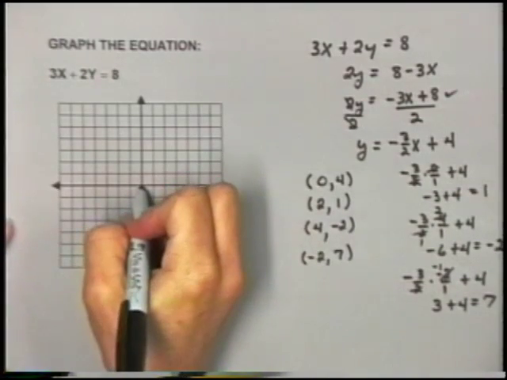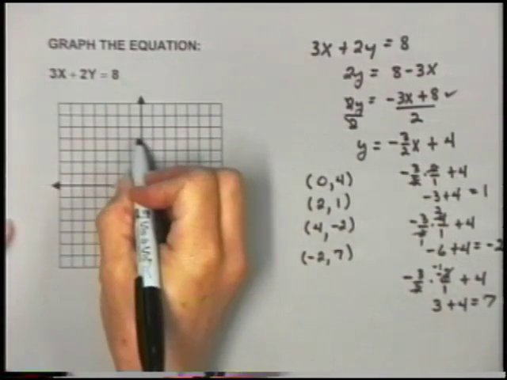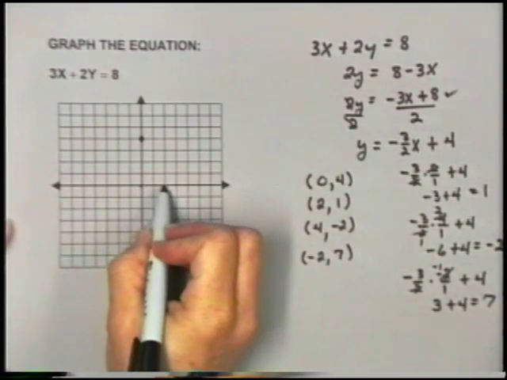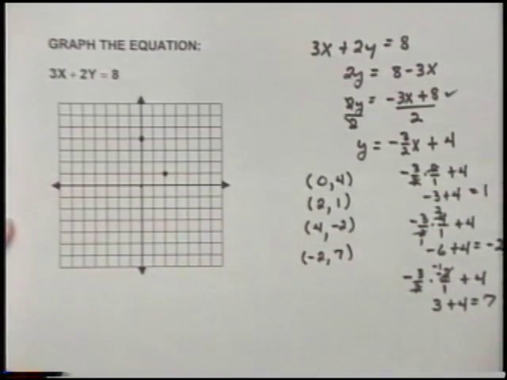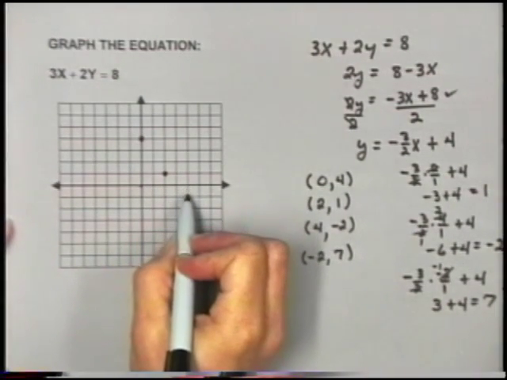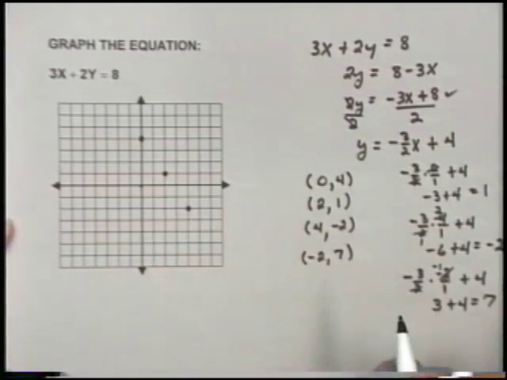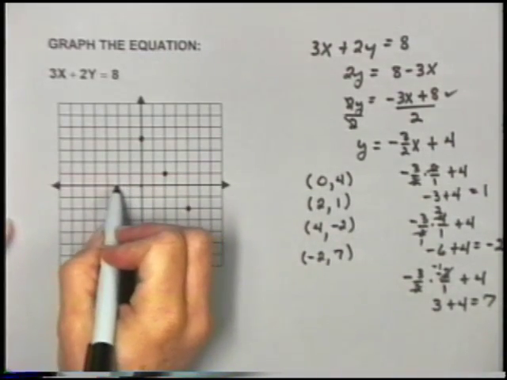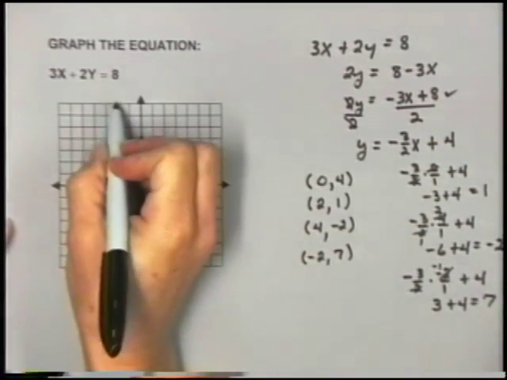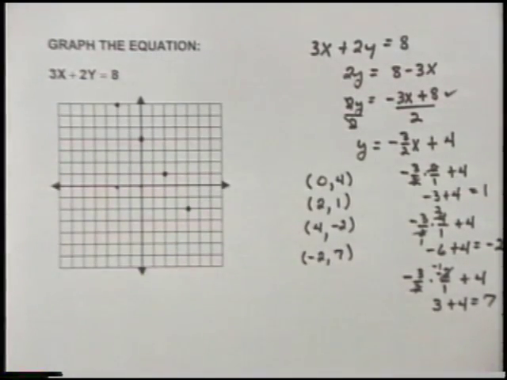The point 0, 4, x coordinate 0, positive 4, 1, 2, 3, 4. I have the point 2, 1. I will go to the right 2 and then up 1. Positive 4, 1, 2, 3, 4, and then negative 2, so I will go down 2. And I have negative 2, so I'll go to the right 2, and then up 7. 1, 2, 3, 4, 5, 6, 7.